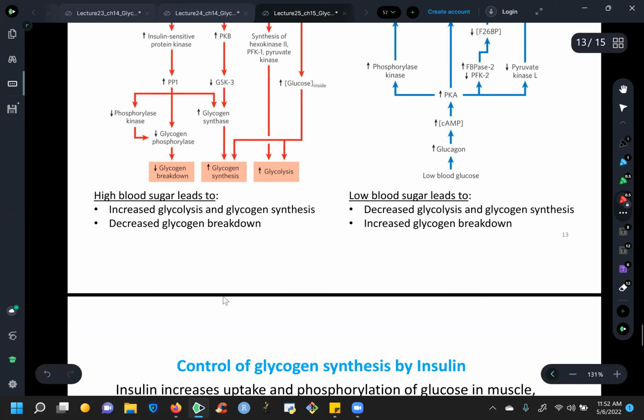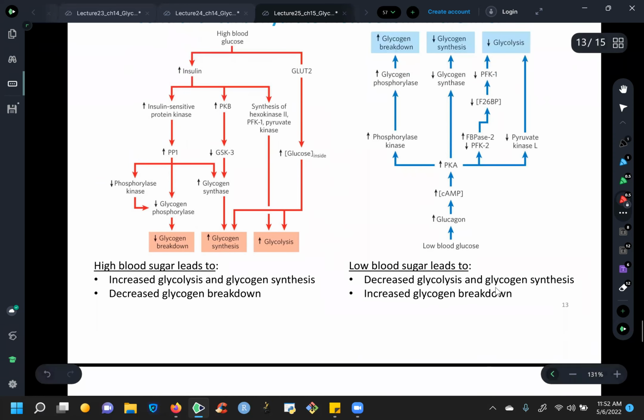Okay, I definitely make flashcards for this, for high blood sugar and low blood sugar. So low blood sugar would decrease glycolysis. That makes sense, you don't want to break down glucose for ATP if you don't have glucose, and it decreases glycogen synthesis because you don't have enough glucose. So how are you going to make glycogen?